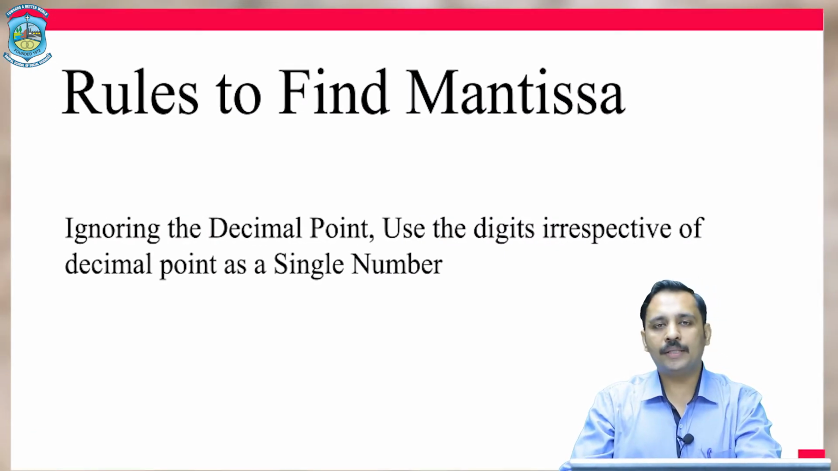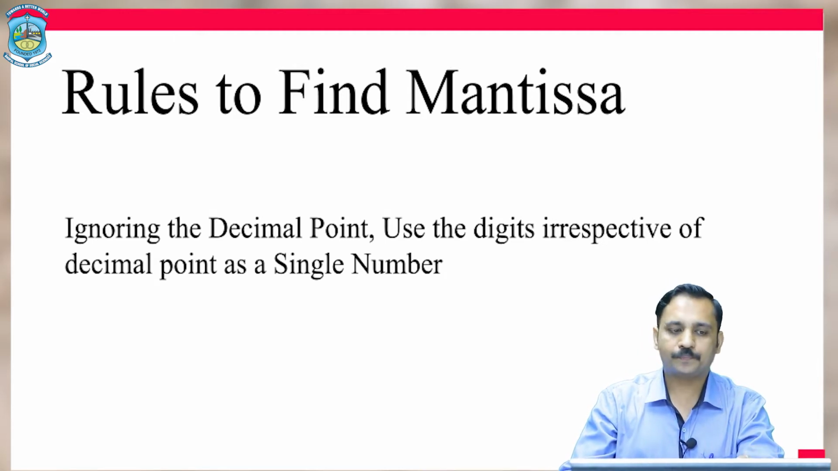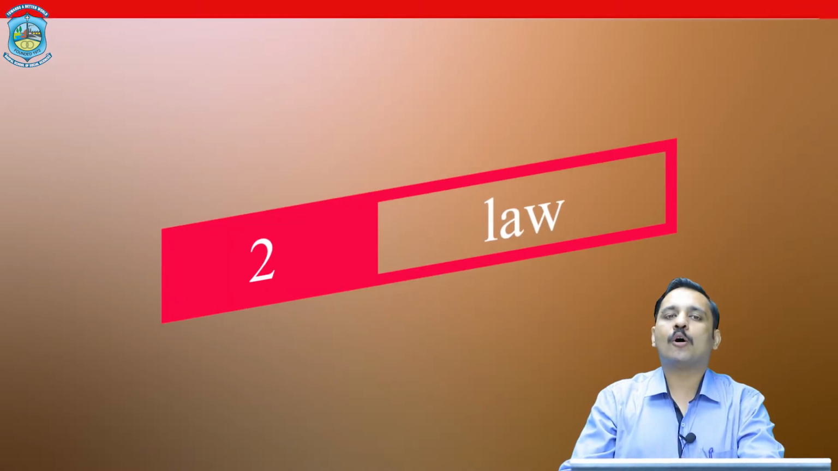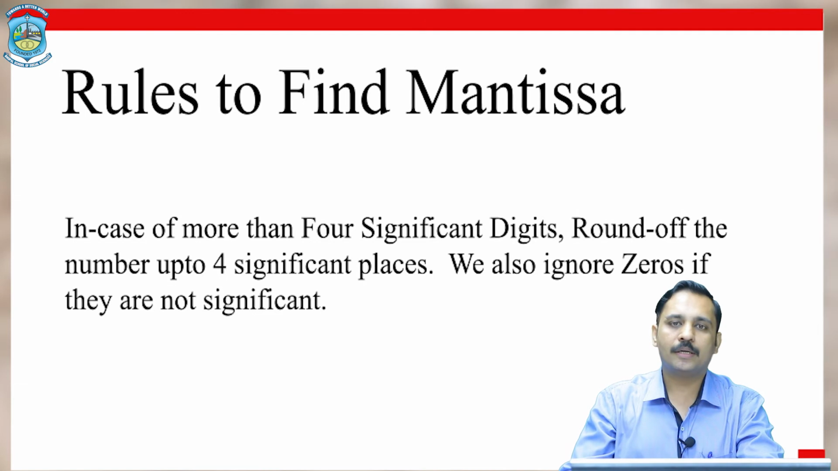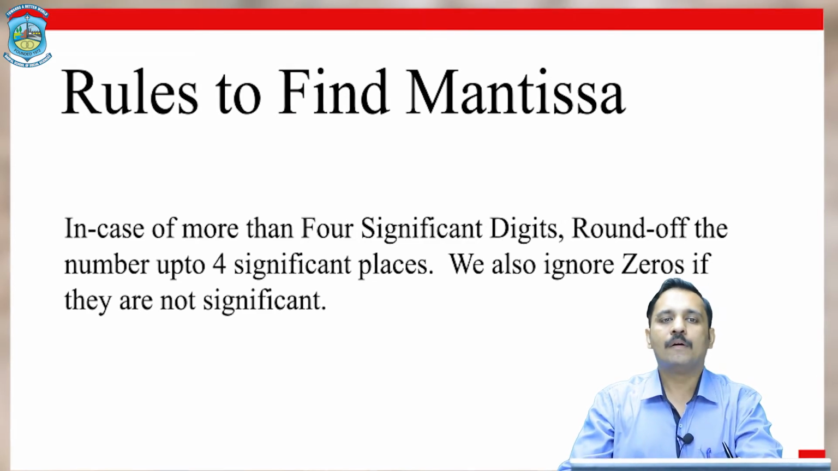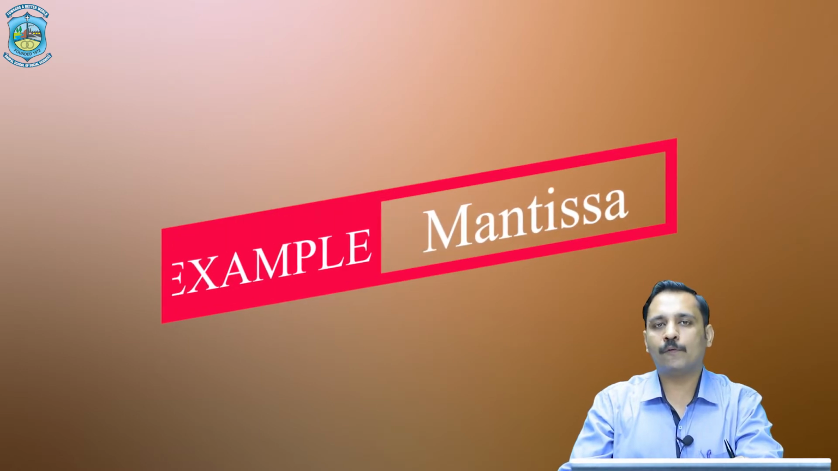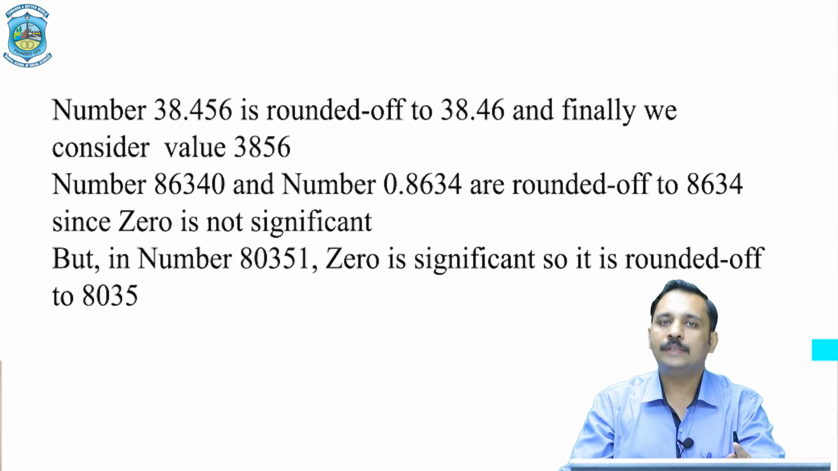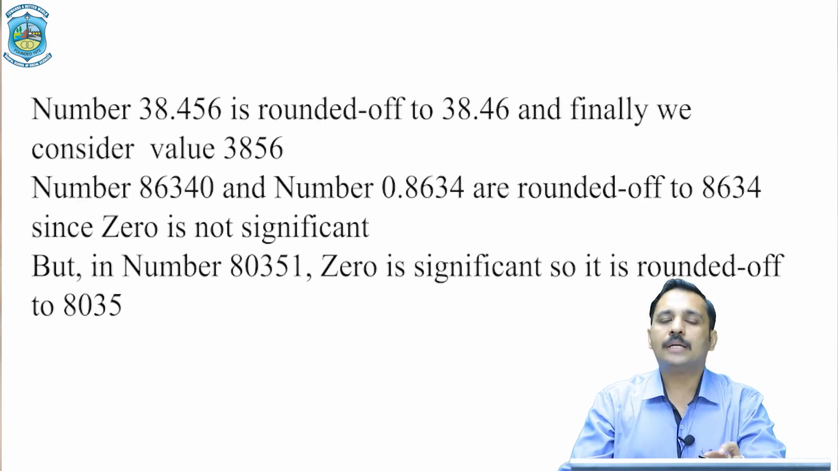First rule is, ignoring the decimal point, use the digits irrespective of the decimal as a single number. Second point, in case of more than 4 significant digits in a number, we round off the number up to 4 significant places, and we also ignore the zeros if they are not significant. For example, we have a number 38.456, which is rounded off to 3846 because the last number 6 is more than 5, so we have to round off to a higher value. And finally, we will consider only the 4 values without the decimal, that is 3846.